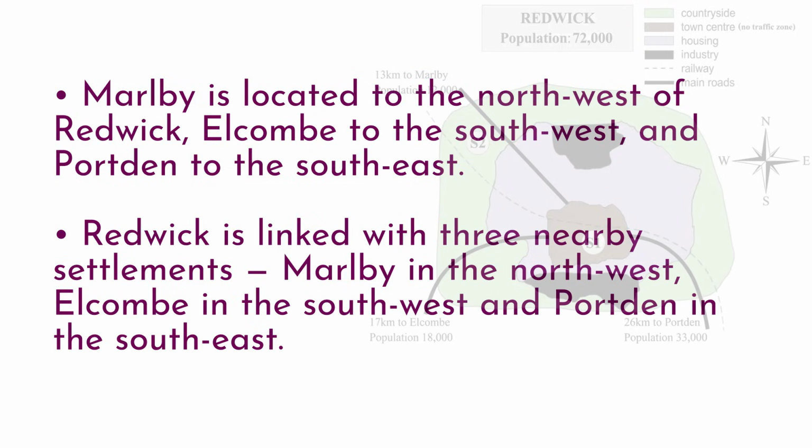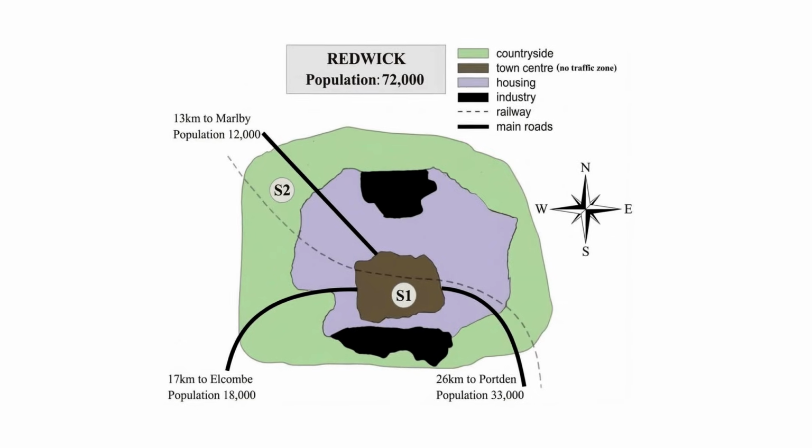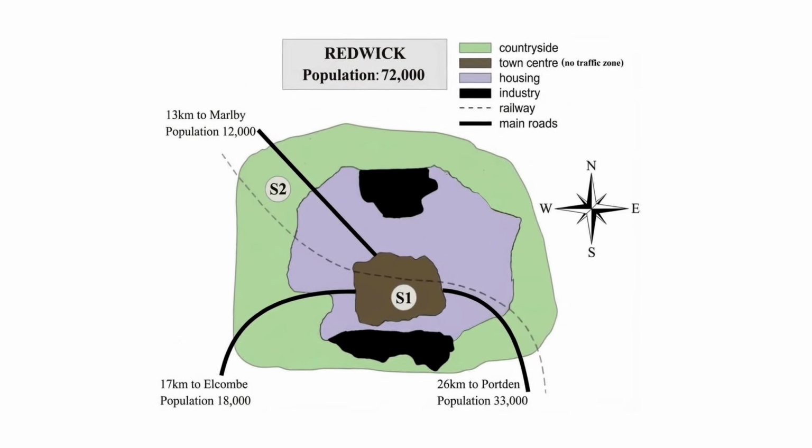Some paraphrased options include: Marlby is located to the northwest of Redwick, Elcombe to the southwest, and Porton to the southeast. Redwick is linked with three nearby settlements: Marlby in the northwest, Elcombe in the southwest, and Porton in the southeast. Finally, let's examine the two proposed supermarket sites.